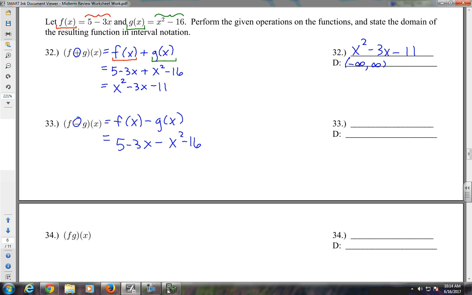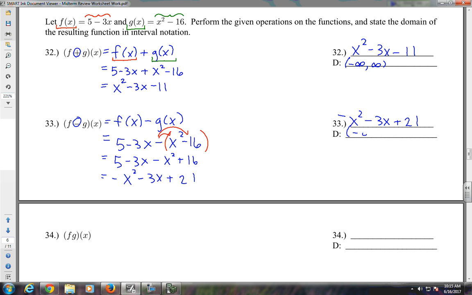I have to make sure and subtract all of g of x, which means I need an intentional set of parentheses there. This is going to indicate that on the next step, I need to distribute the negative. And in this manner, we will have subtracted both terms of g of x from f of x. Distributing our negative, we end up with this step. And combining like terms, putting the whole thing in descending order, we end up with x squared minus 3x plus 21. Whoops, negative x squared minus 3x plus 21.